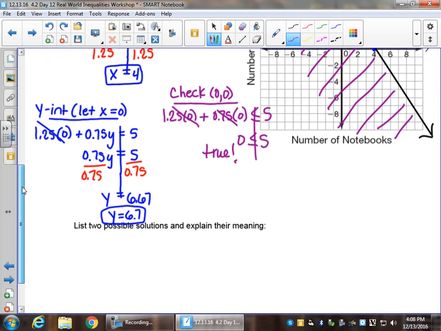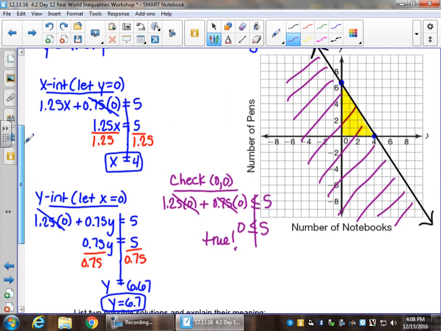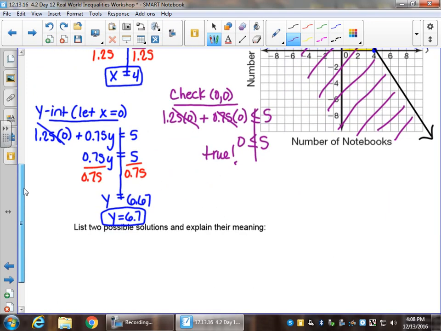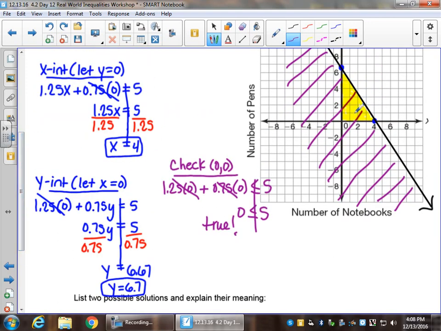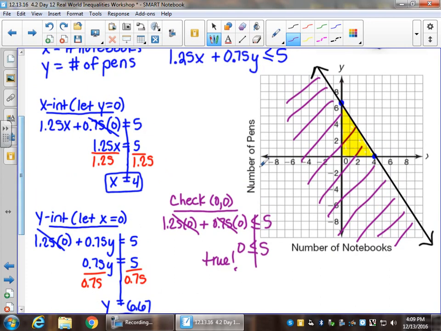List 2 possible solutions and explain their meaning. I would recommend, if you're allowed to pick any ordered pair you want, choose something in the middle. If you choose anything on the edge, think back to today's discussion. Anything that comes up on the edge, like if I asked you if she buys 2 notebooks, how many pens can she buy? Depending on your line, 3 looks possible. But that's on the edge, and we have to be careful because shift this line just a little to the left, a little to the right, it could be or not be possible. So if you chose a point on the edge, you have to check it by plugging it in.